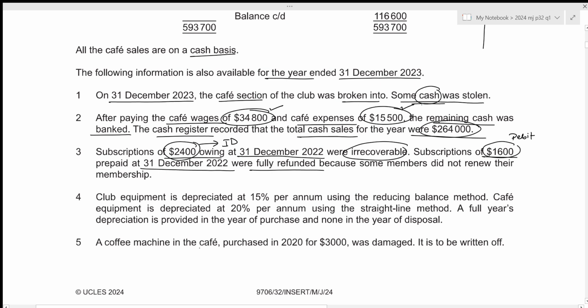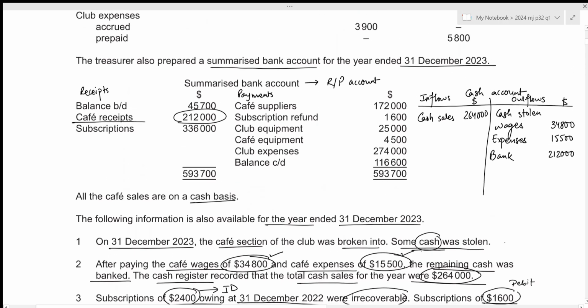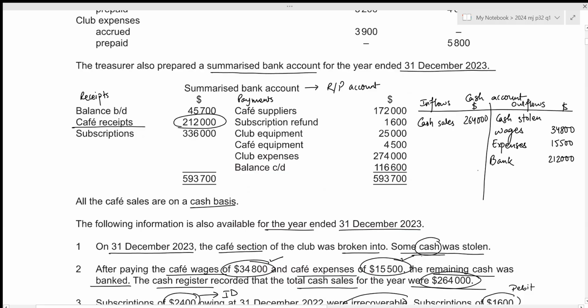And we have a coffee machine in the cafe purchased in 2020 for 3,000 that was damaged. It is to be written off. So we do not have any other information related to cash. So that should be all for our cash account.